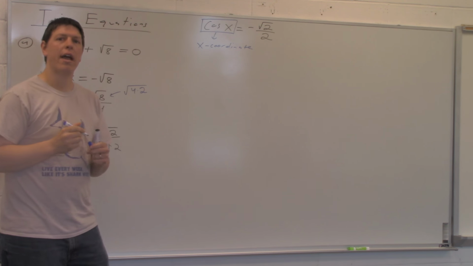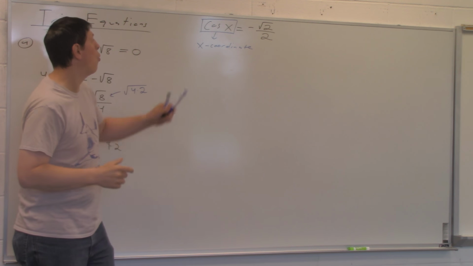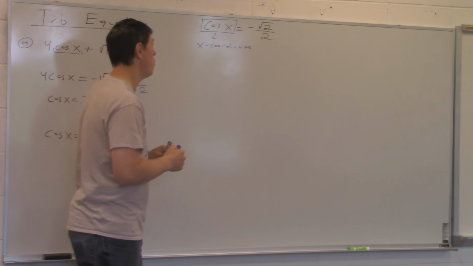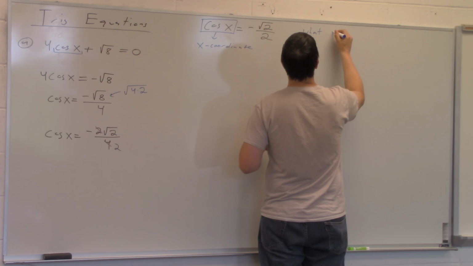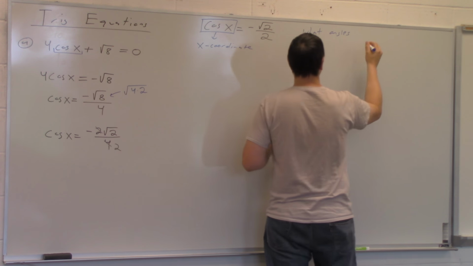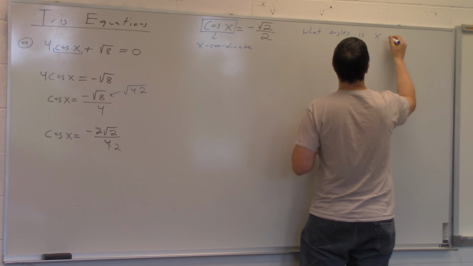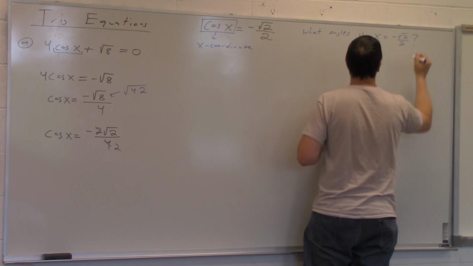Remember, cosine is the x, the sine is the y-coordinate. So the question is, where is the x-coordinate negative root 2 over 2? That's the question that we're trying to answer. At what angles is x equal to negative root 2 over 2?